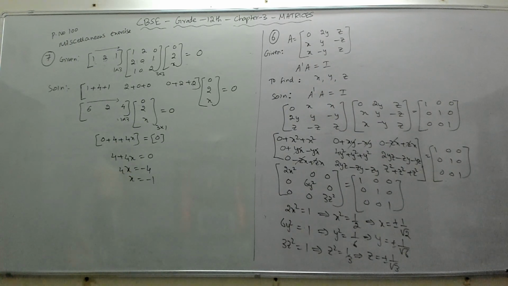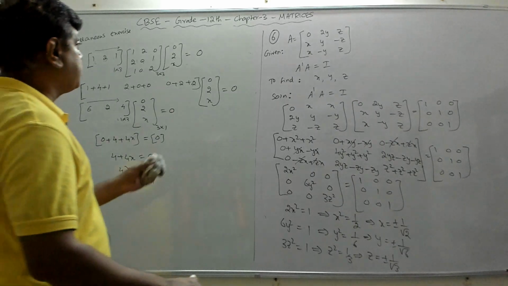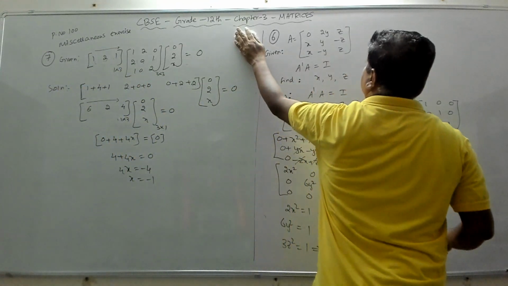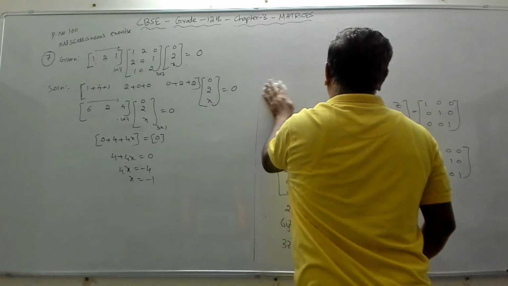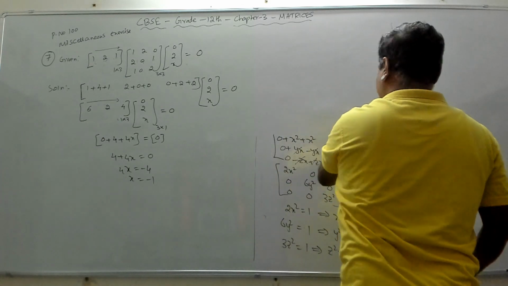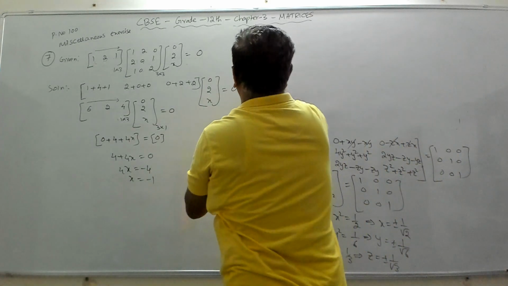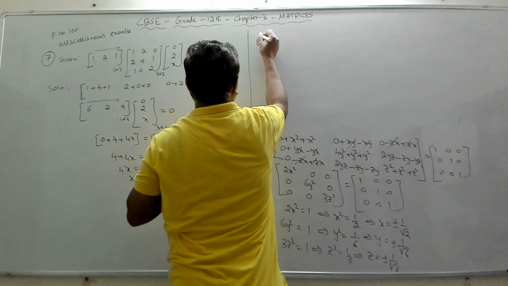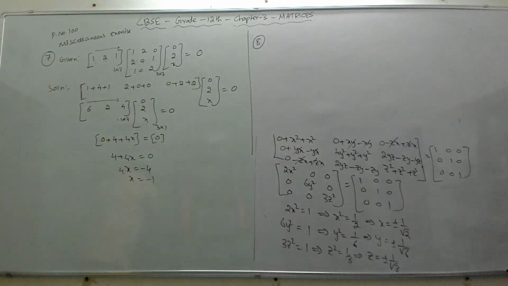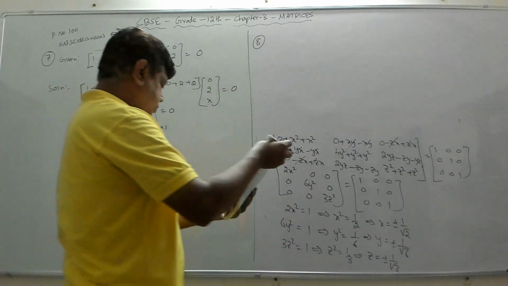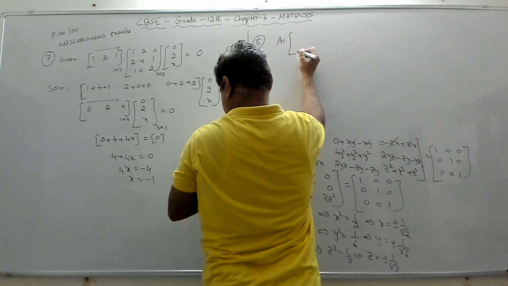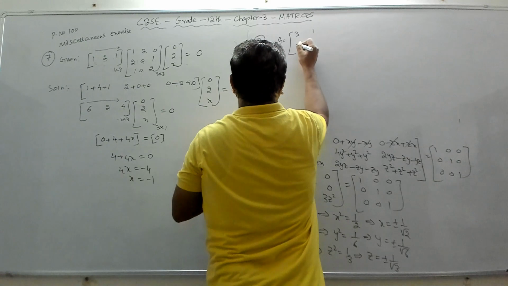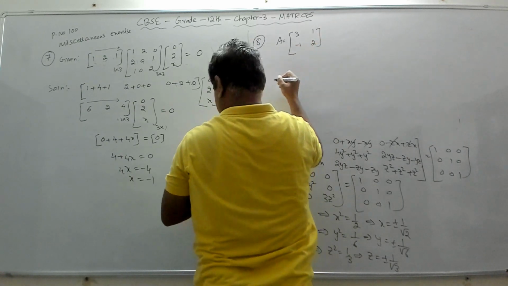Okay, so let's do the next one, the 8th problem. Let me erase this. So the 8th question: A is given. A is 3 1 minus 1 2. That is given.